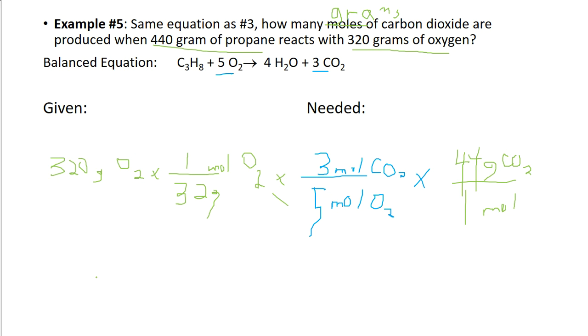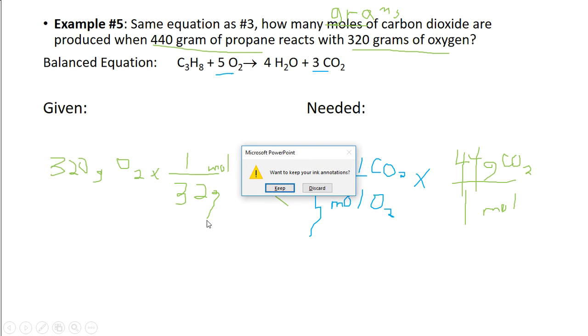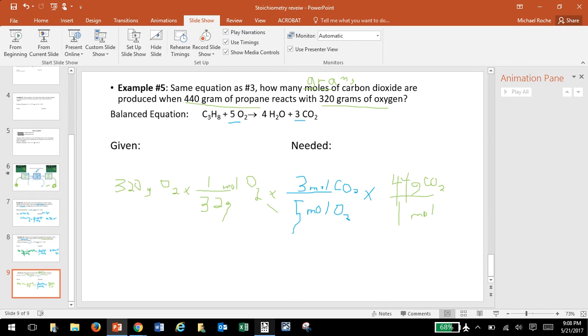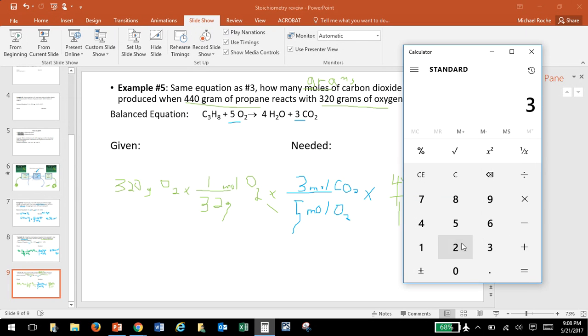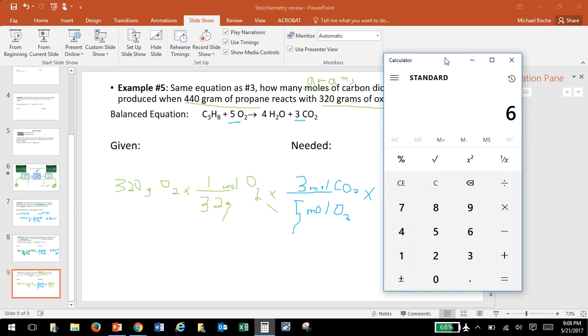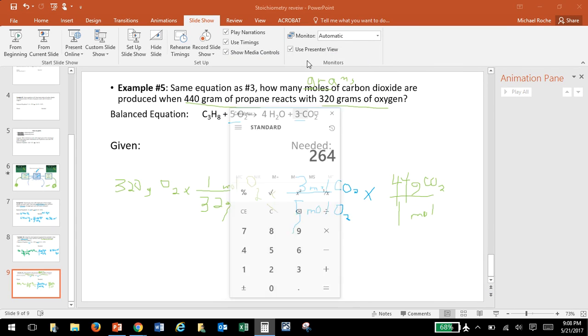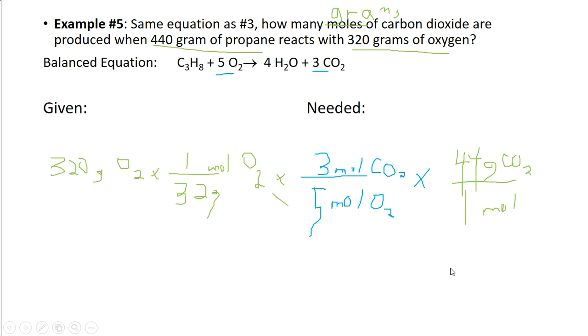So now we multiply the tops and divide by the bottoms, and we get an answer. Multiplying, we have 320 divided by 32, times 3 for the moles of carbon dioxide, divided by 5 for the moles of oxygen, and then times 44. And so it'll be 264 grams of carbon dioxide. So 264 grams is the answer.